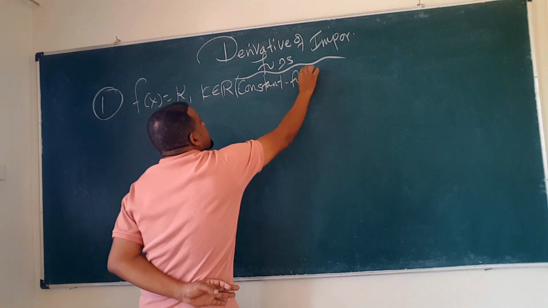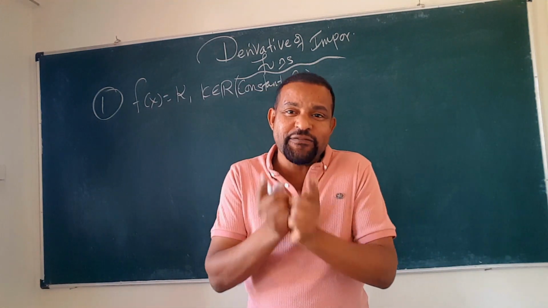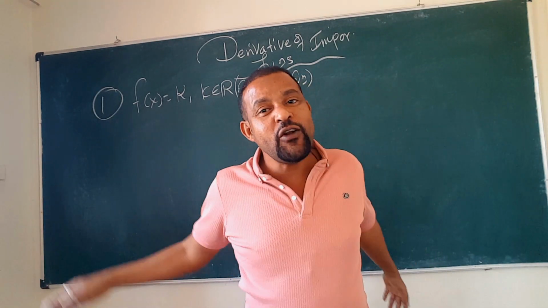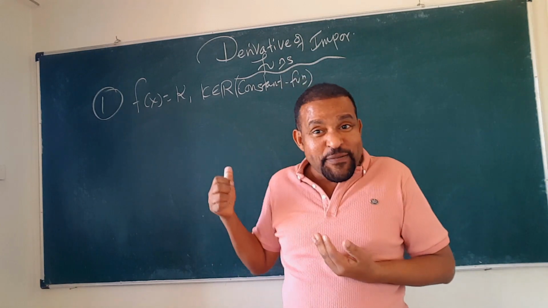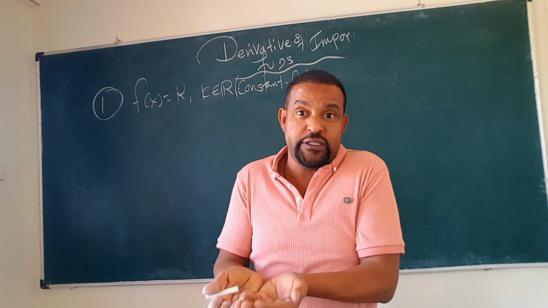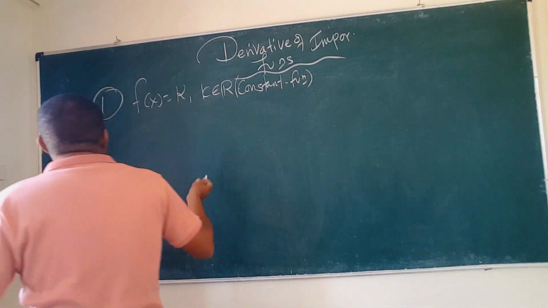The constant function means the line is what? A horizontal line. The slope of a horizontal line is 0, so the derivative must be 0. So the derivative of a constant function, y equal to some constant, which is a horizontal line, has slope 0. Let's find it anyway.